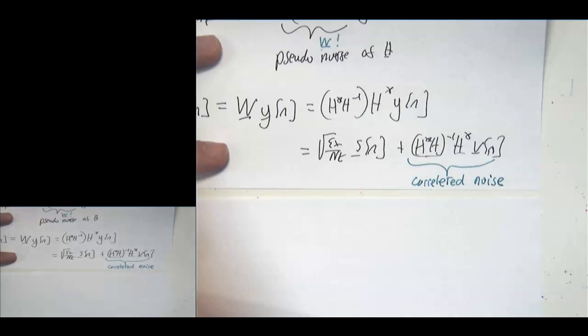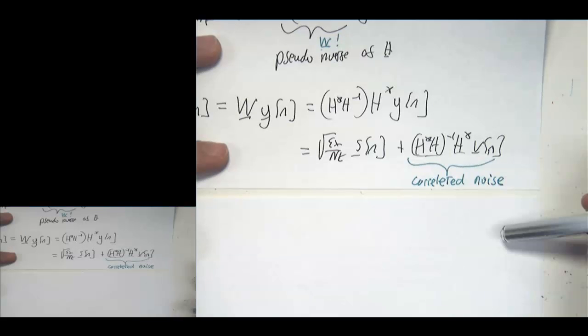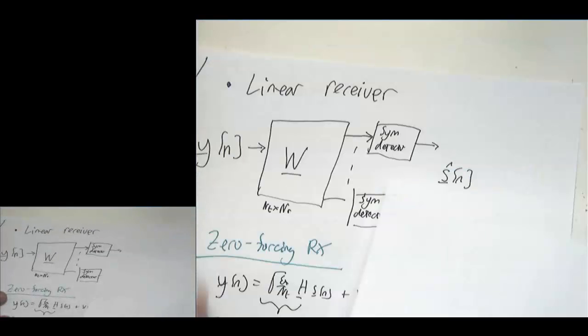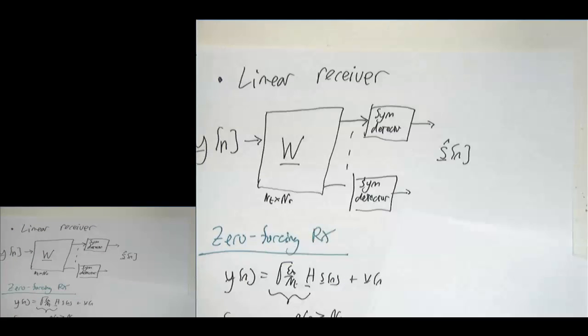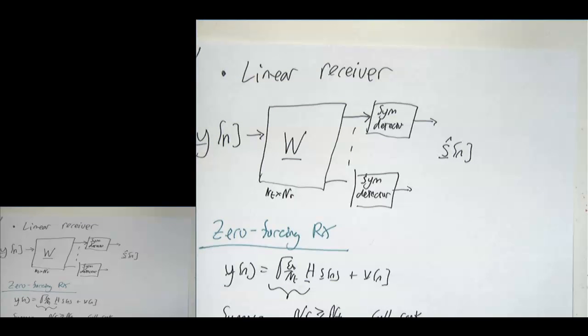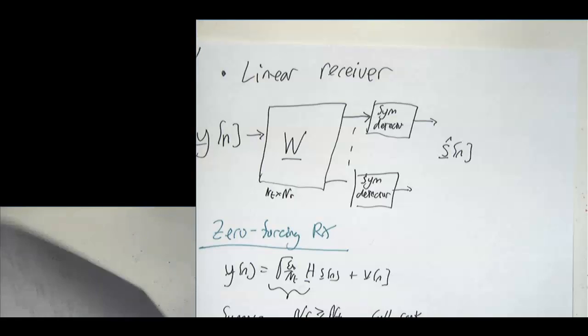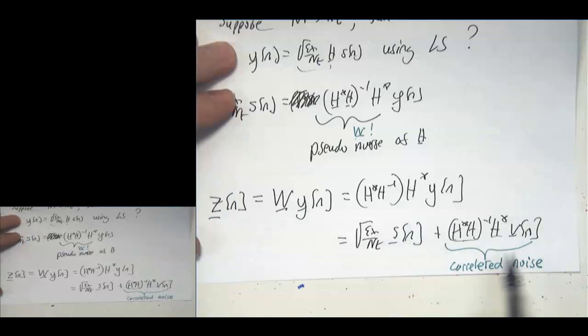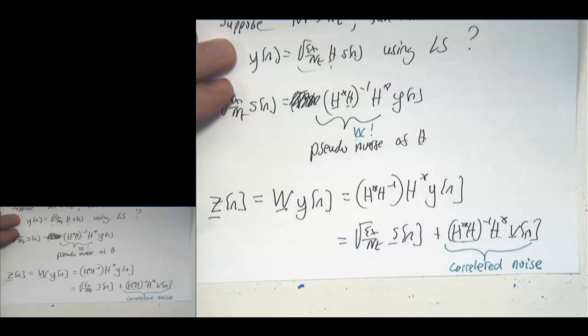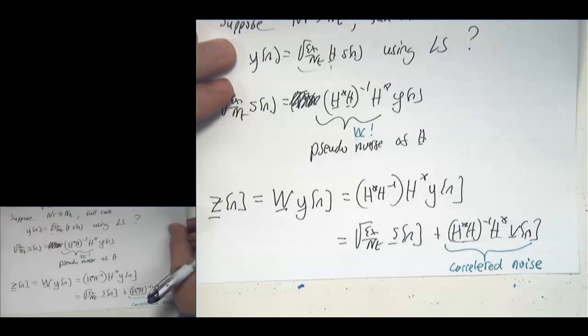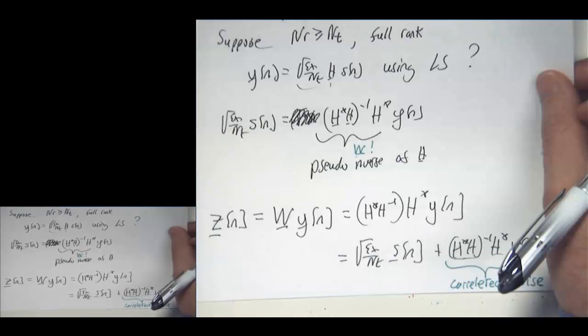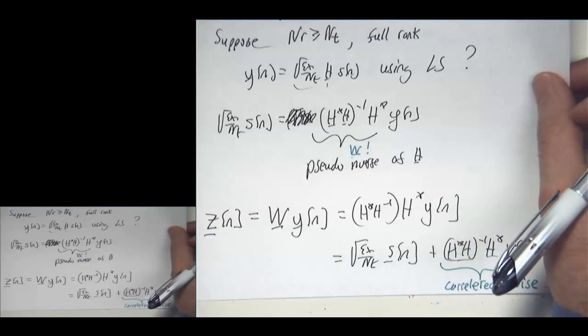What that means is that the noise sample at one point is related to the noise sample at another one. By doing the detection independently, we are neglecting that correlation, and that's where the suboptimality of the zero forcing receiver comes in. People think it's because of the inverse, but it's really the fact that we don't pay attention to the correlated noise. So that's essentially the zero forcing receiver.